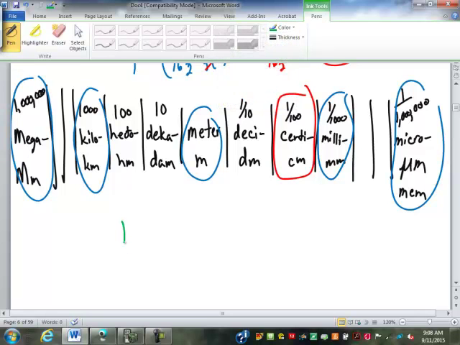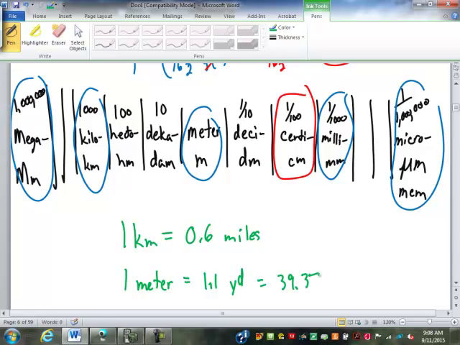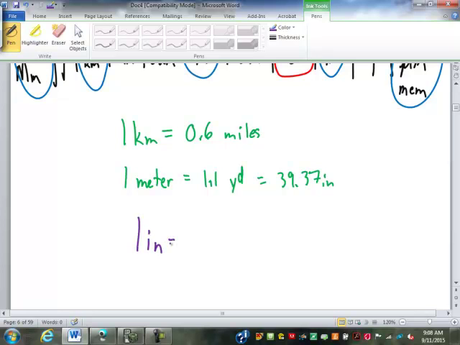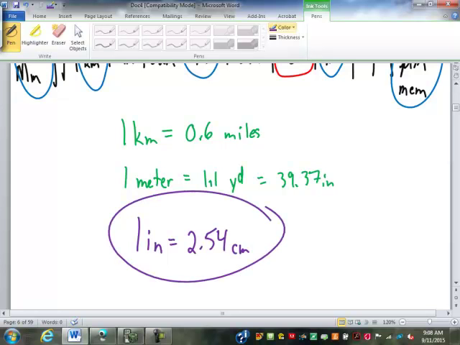There are conversions between them. Like I said, your textbook says a kilometer is about 0.6 miles. It's actually like 0.62 something miles, but they're rounding off. 1 meter is about 1.1 yards, or 39.37 inches. And so on. All these are pretty rounded. The one that's the most exact is that 1 inch is 2.54 centimeters. That is the one that I use for most of my conversions.